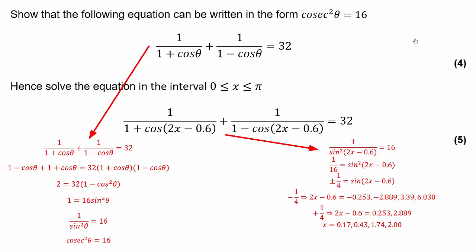Square root both sides, and importantly, remember that you can take the plus or minus of a quarter. And then we've got the transformations from 2x minus 0.6 into x values right at the end there. So the x values are 0.17, 0.43, 1.74, 2.00. And this is our final answer here.